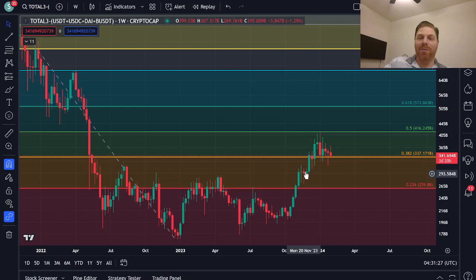And not only did we break through the 236, we broke through the 382, and we even wicked to the 0.5 fib at $416 billion. Now, we've since cooled off, and you've probably noticed your altcoins cooling off, but we are holding support on the 382. And that is a reassuring sign.